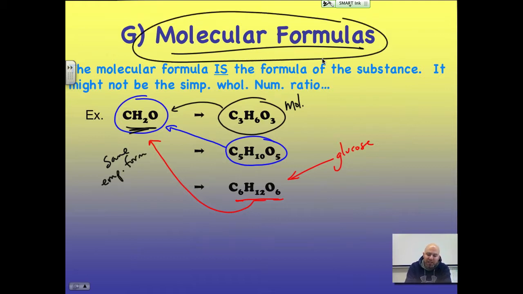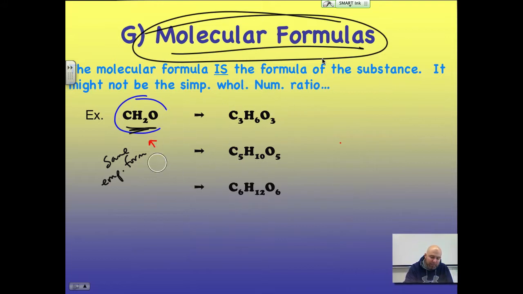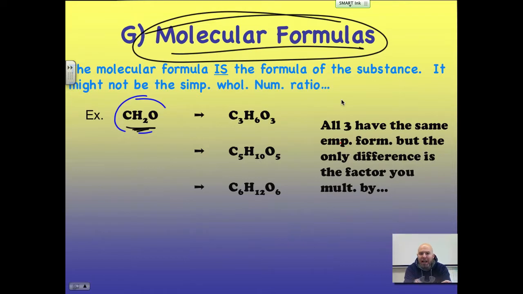So in order to determine the molecular formula, hopefully you see that really all we need to do is determine what this factor is. They all have the same empirical formula, but the only difference is the factor you multiply. I did a whole bunch of abbreviations here. But all 3 of them have the same empirical formula, but the only difference is the factor.